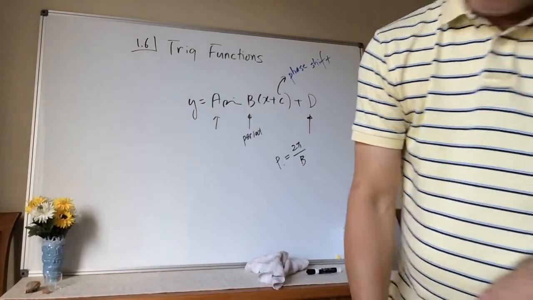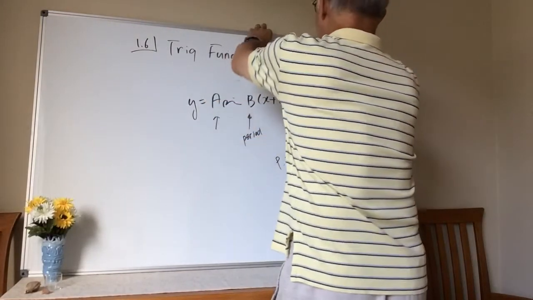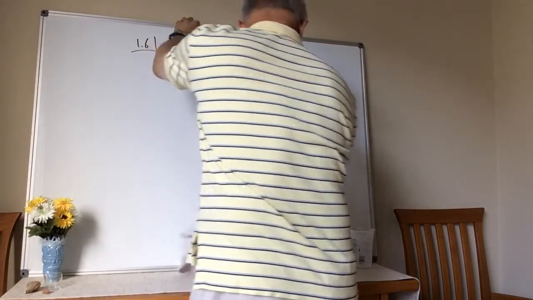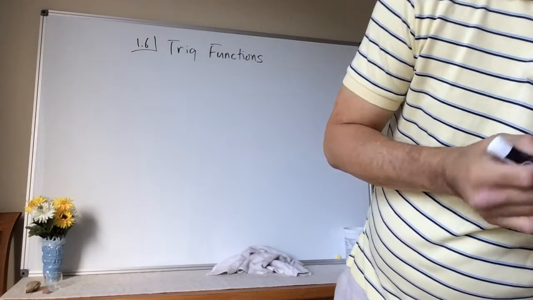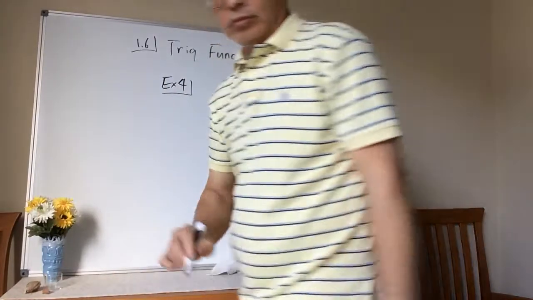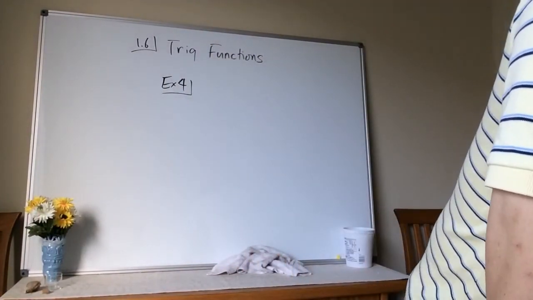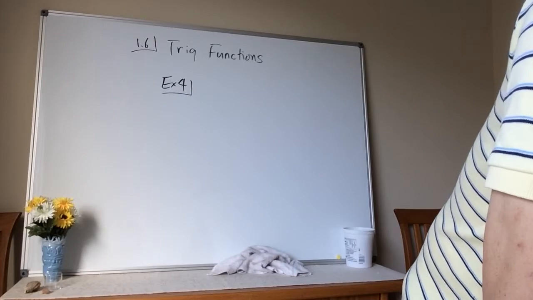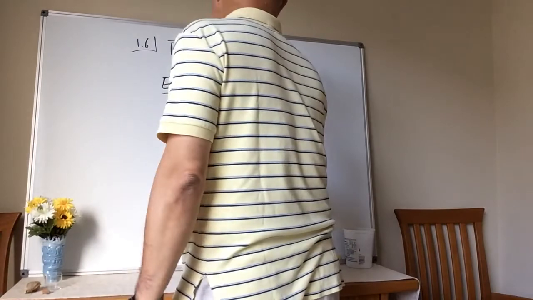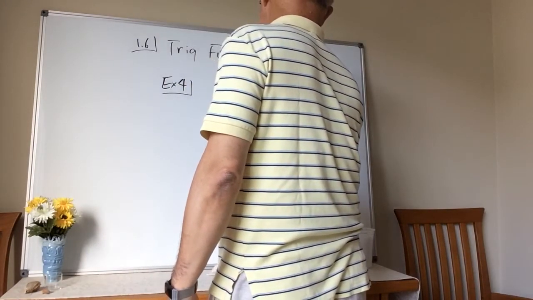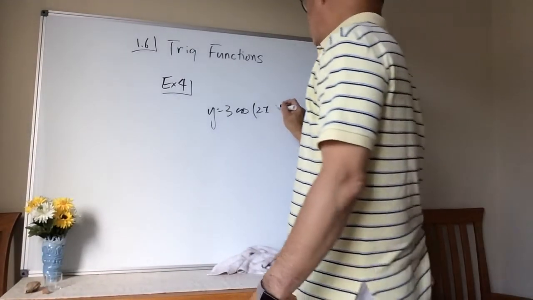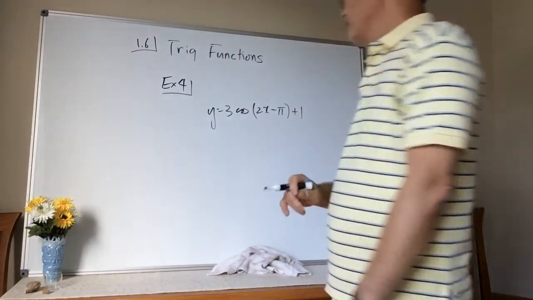So let's see if we can go over example number 4, see if that kind of jogs our memory here. Example number 4: determine the period, domain, range, and draw the graph of the function y is equal to 3 cosine(2x minus pi) plus 1. Okay?